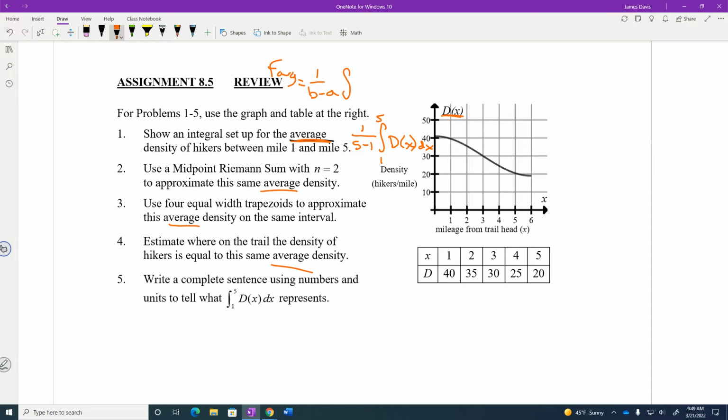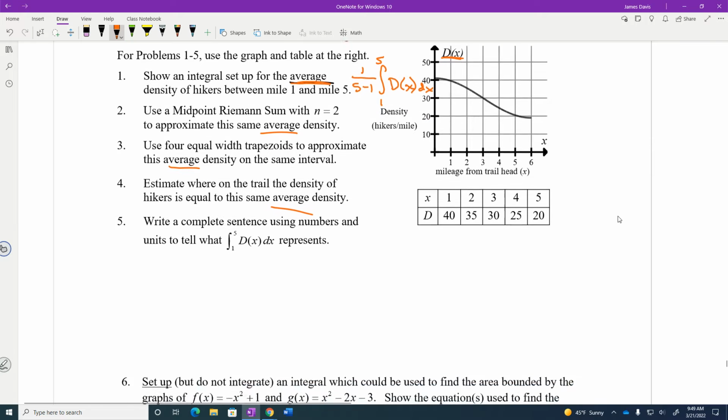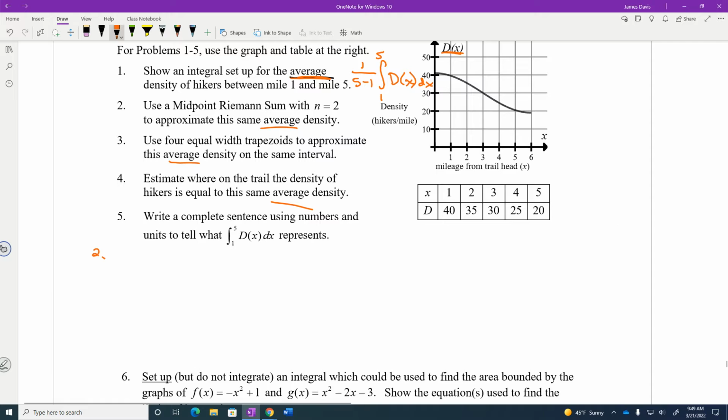But then part 2 asks us to use a midpoint Riemann sum to do the same average density. So we're going to do the same idea, except Riemann sums are ways of approximating integrals. So instead of doing the integral, we're just going to do the Riemann sum. So let's go ahead and do that. We actually need to add an answer for this one. So we'll start with 1 over 5 minus 1.